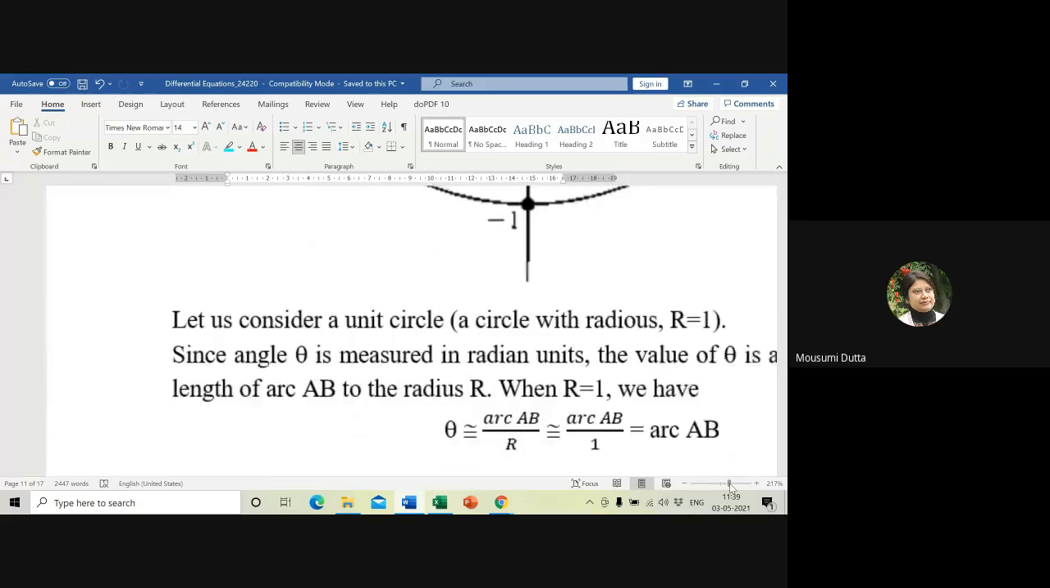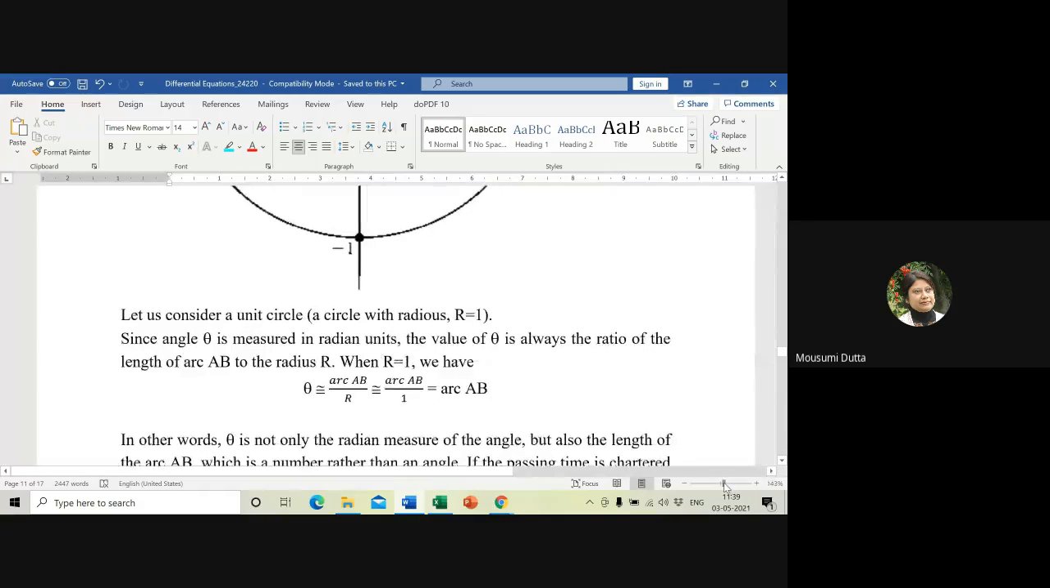So now I'm enlarging the matter a bit. Let's consider a unit circle. Now you are understanding the size of the radius is equal to 1. Since angle theta is measured in radian units, the value of theta is always the ratio of the length of the arc AB to the radius R. So we are using this formula.